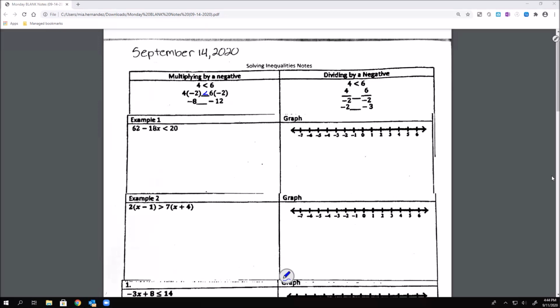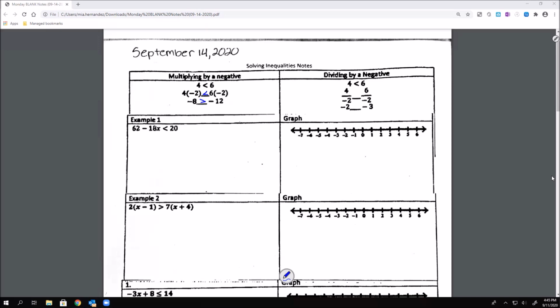The next step, I've multiplied my 4 by a -2, and I've multiplied my 6 by a -2. So that means whenever I multiply by a negative number, I flip my sign. So instead of having a less than sign, I'm now going to have a greater than sign. So when I multiply by a negative, I flip my sign.